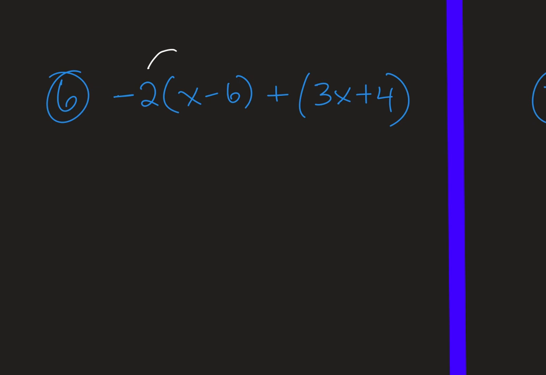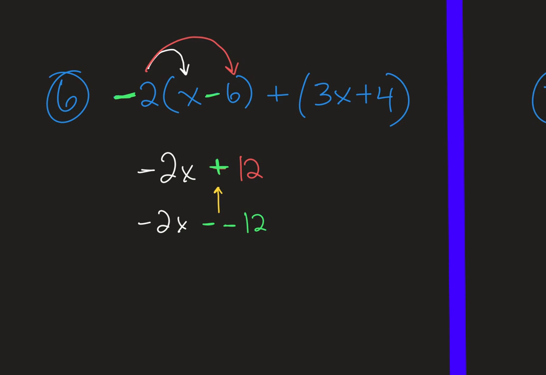Distributing. Negative 2 times x is negative 2x. Negative 2 times negative 6 is positive 12. Some of y'all are going to have to go back into, oh, a negative times a negative ends up being positive, right? If you want, I suppose you could go ahead and do this. There's that negative 2. You could say negative 12 if you want to. But guess what? It's still adding, right? So I'm going to erase that for now. If you need to see it, then you write it, okay?